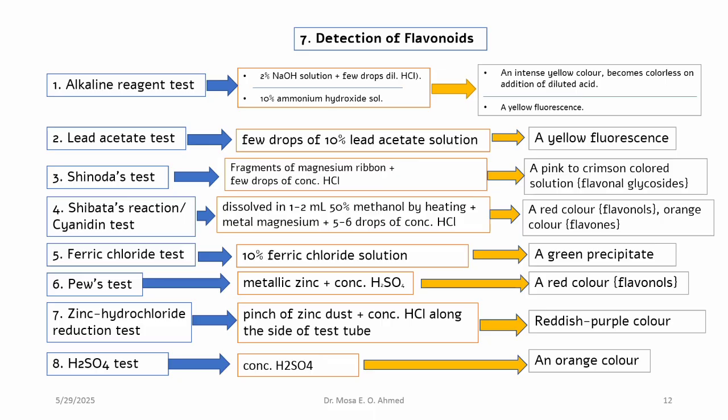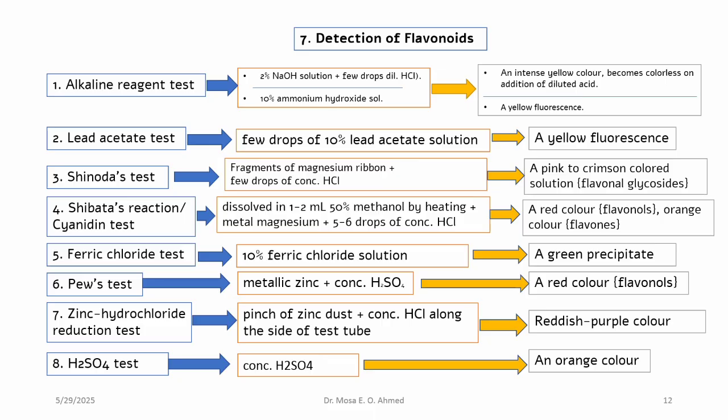Bouze test consists of metallic zinc in concentrated sulfuric acid, and gives red color for flavonols, also similar to Shibata reagents. Shibata gives red color with flavonols, and the Bouze test also gives red color with flavonols. The difference is in the reagent for the two tests.